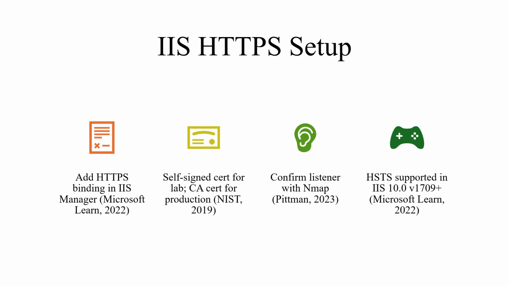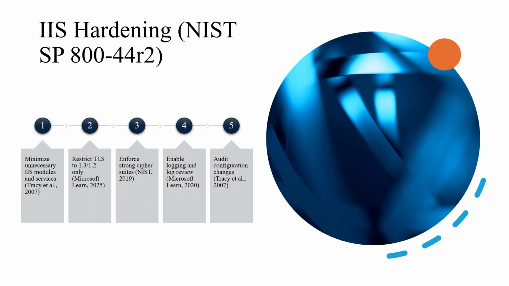In addition, according to Microsoft Learn, Windows Server 2022 also supports TLS 1.3, which means we can pair HSTS with the latest encryption protocol to ensure robust protection for client connections. Here are the 5 best practices for securing IIS and HTTPS configuration.